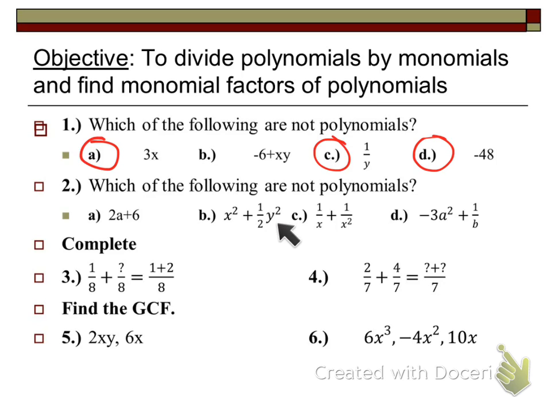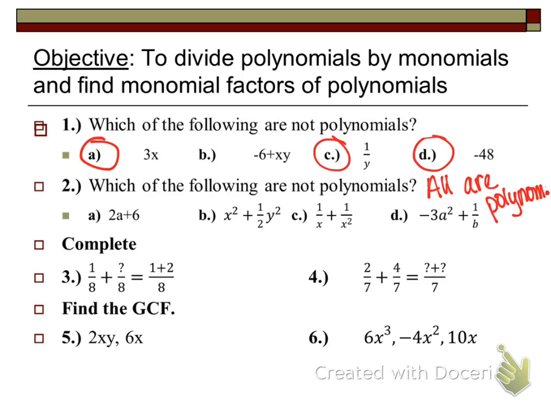That is a polynomial. What about on letter C? How many terms? 2 again. 1 over x squared and 1 over x. Those are 2 different terms. They cannot be combined. And what about on letter D? 2 terms again. So all of those are polynomials. All are polynomials there. I'm going to run out of space.